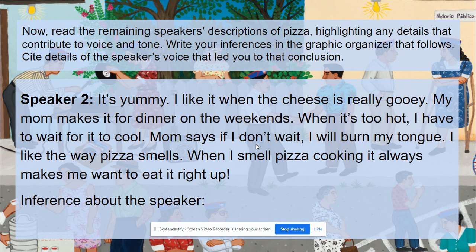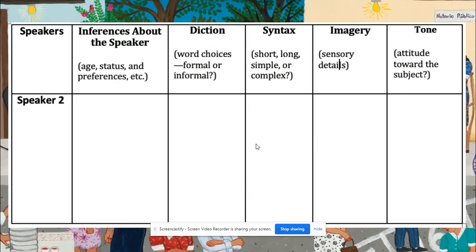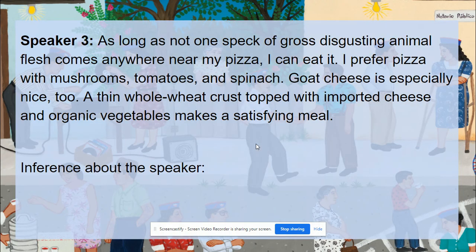All right, so take a minute to make an inference about the speaker, and then fill in your chart here, and we'll go to speaker 3.